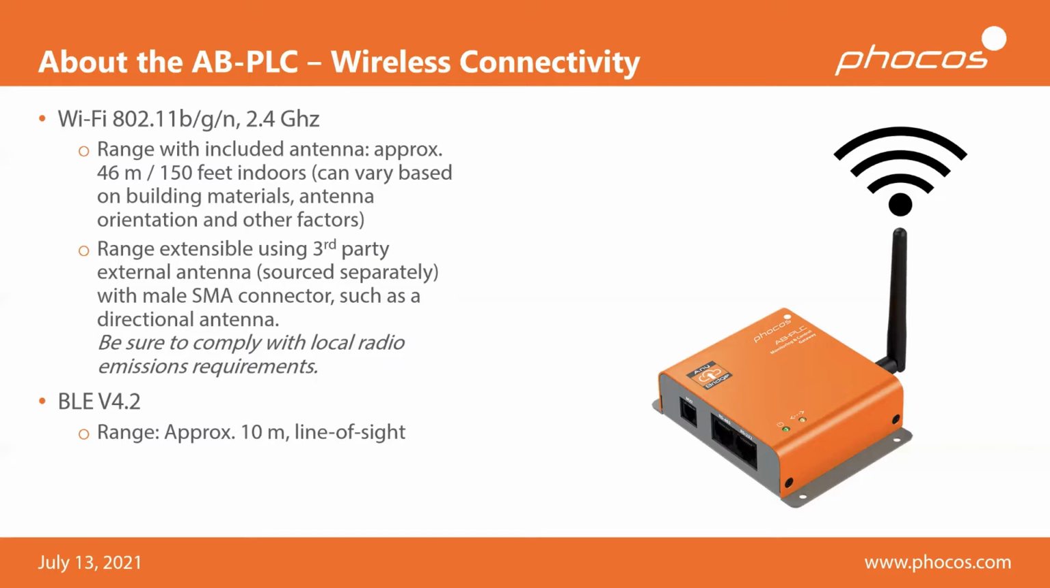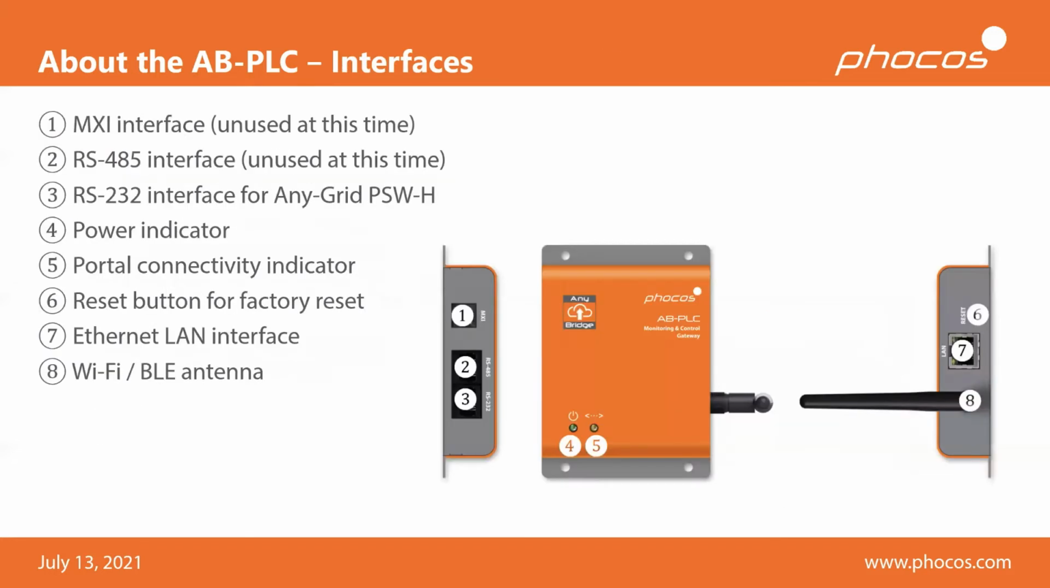Now, Wi-Fi isn't the only wireless form of communication for this device. We also support BLE in version 4.2. So any mobile device you might have that supports BLE, anything above version 4.2 will do. And we use that to do the initial setup of the device. The range for that is 10 meters line of sight, as is typical for BLE.